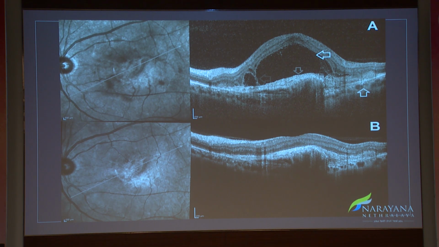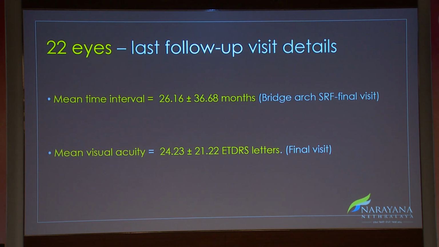In this patient, who was an 81-year-old, the patient had bridge-shaped SRF and type 2 CNVM with 1 brolucizumab injection. We did achieve anatomical closure, but there was no visual acuity improvement. In 22 eyes where we had the last follow-up details, we found that the mean time interval from bridge arch-shaped SRF to final visit was 26 months, and at the final visit, mean visual acuity was 24 letters.